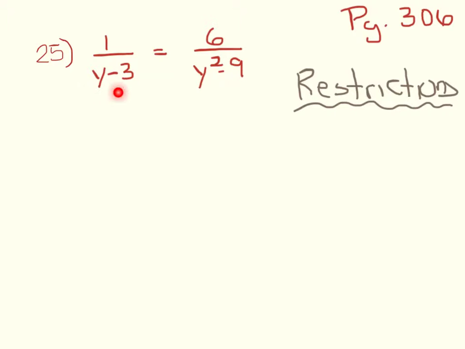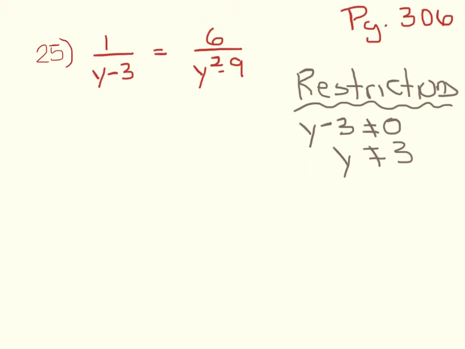So I'm going to look at the denominators in both rational expressions. And I know y minus 3 cannot equal 0. Y minus 3 is not able to equal 0. So therefore y cannot equal 3.